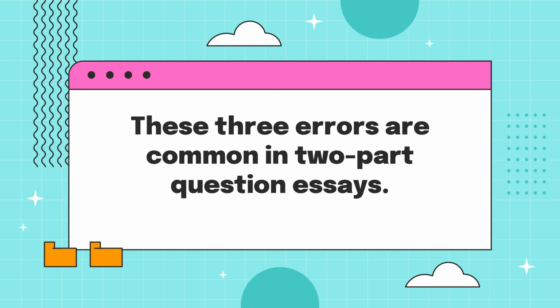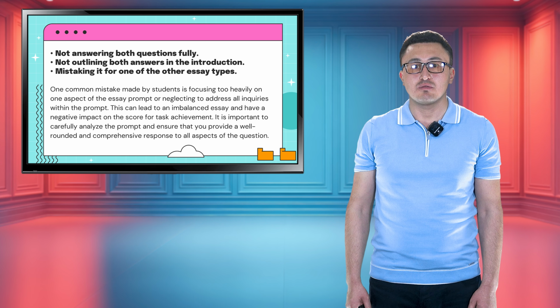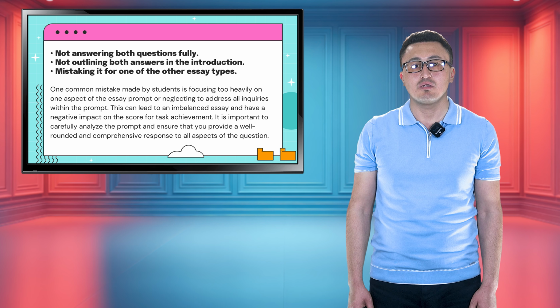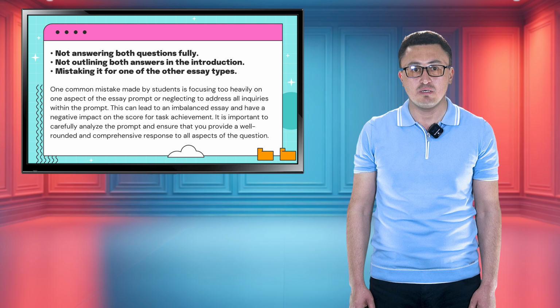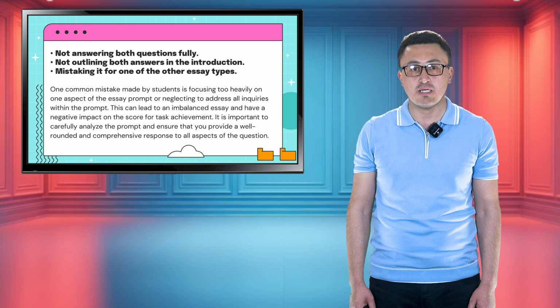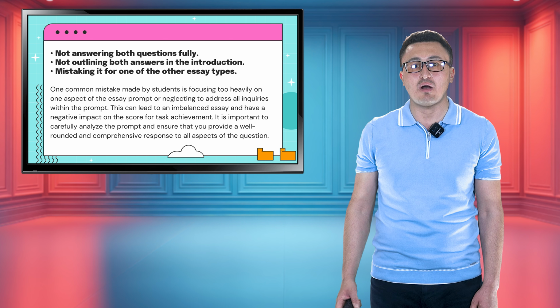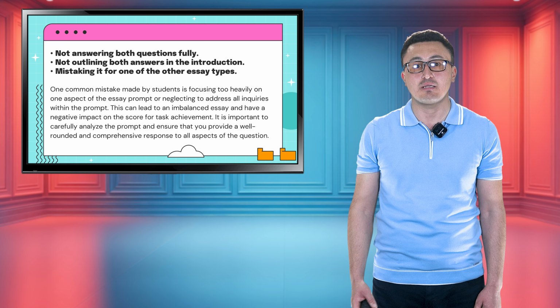So now let's talk some mistakes which are very common among students while writing two-part question essays. The first one, not answering both questions fully. Second one, not outlining both answers in the introduction. And the third one is mistaking it for one of the other essay types.